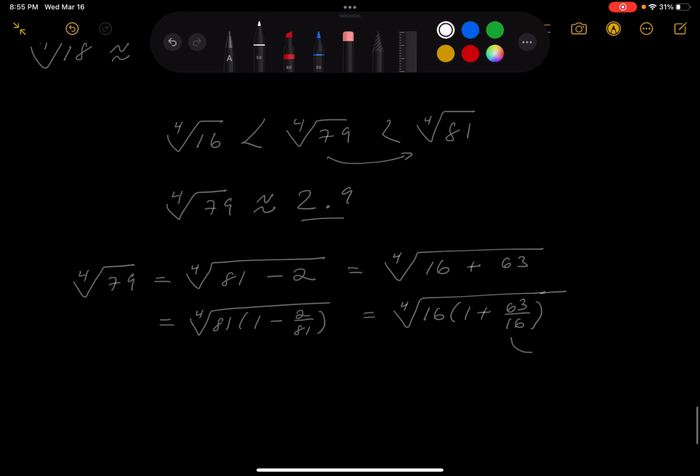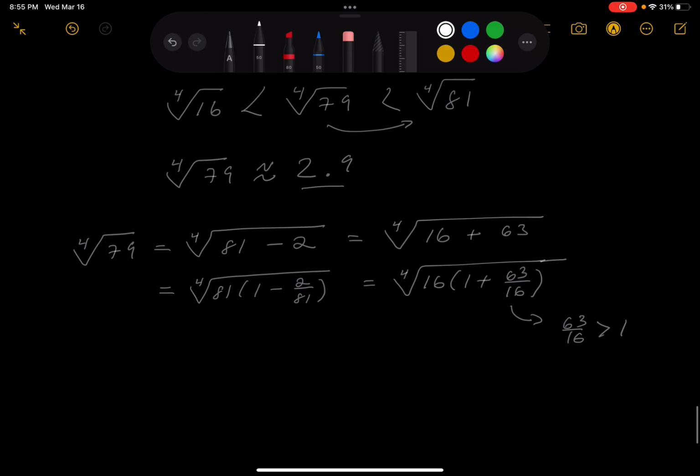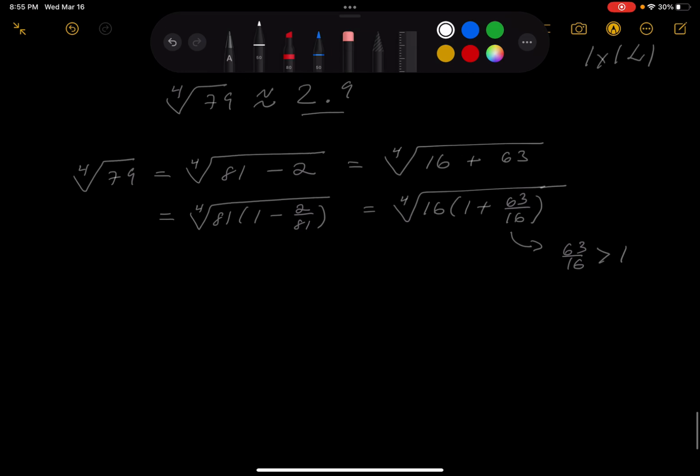I'm going to claim this is bad news. This will not converge, all right? Now, by the way, it's equal. I'm not saying it's not equal, but if you use the generalized binomial theorem here, 63 sixteenths is greater than 1. It's just not going to work, right? The generalized binomial theorem only works when this number here is a proper fraction. And 63 sixteenths, it's larger than 1. It's not a proper fraction. So I must use this one over here.